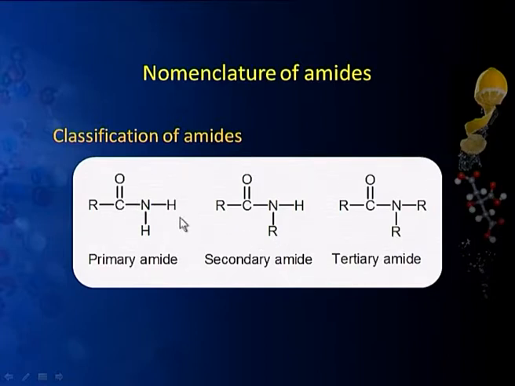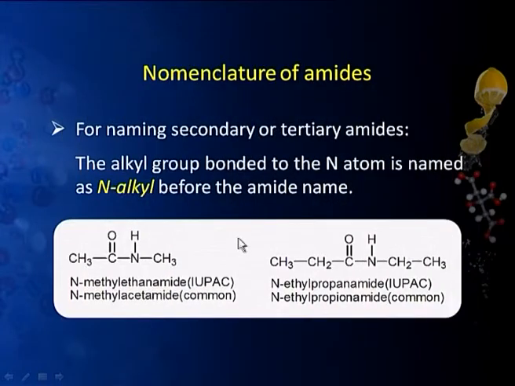We have discussed the nomenclature for primary amides, where the OH is displaced by reaction with ammonia only. But if some other amine has displaced it, then secondary or tertiary amides are obtained, and they are named in that system. The alkyl group which is attached to the nitrogen, we write it before the name as N-alkyl, and then we write the name of the amide.